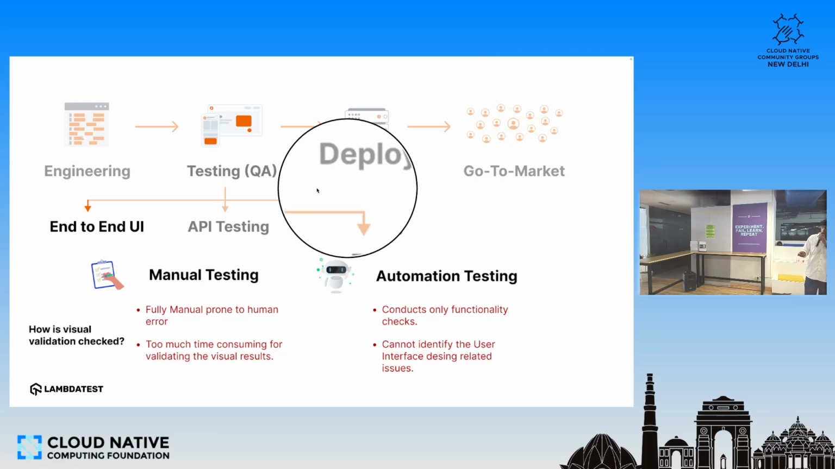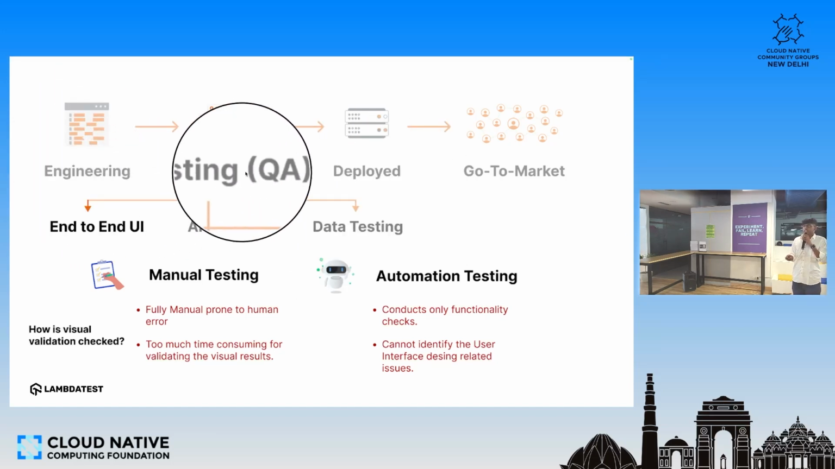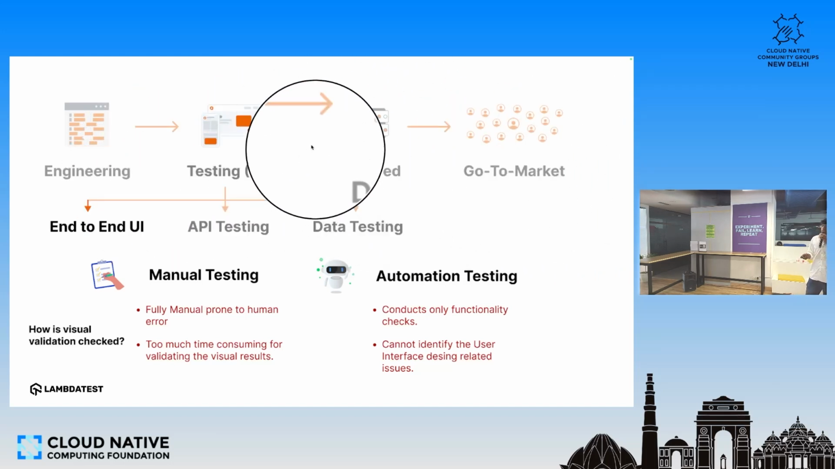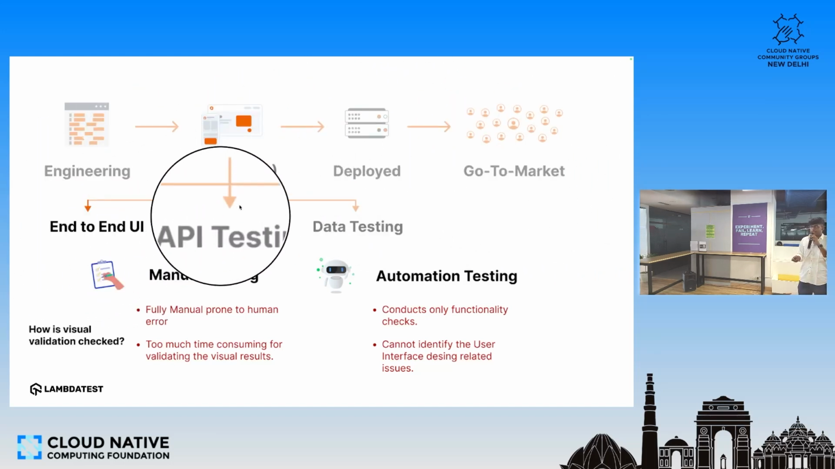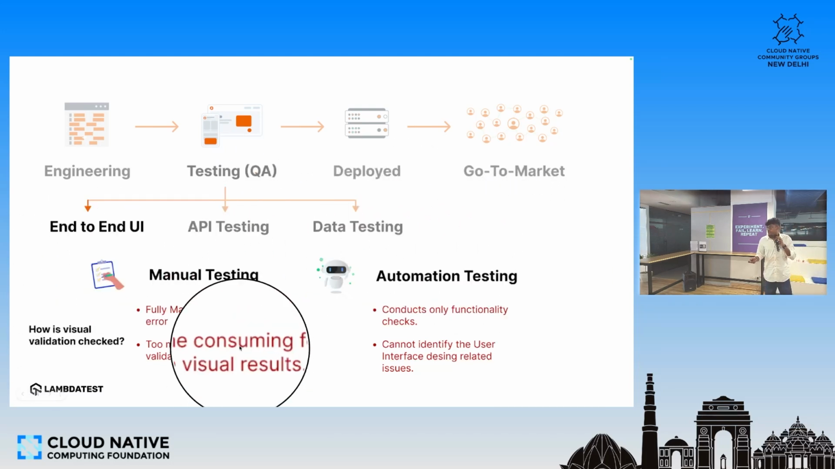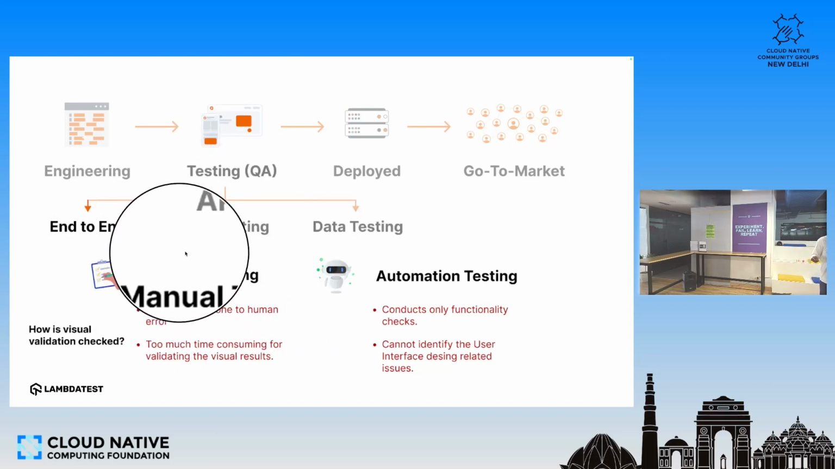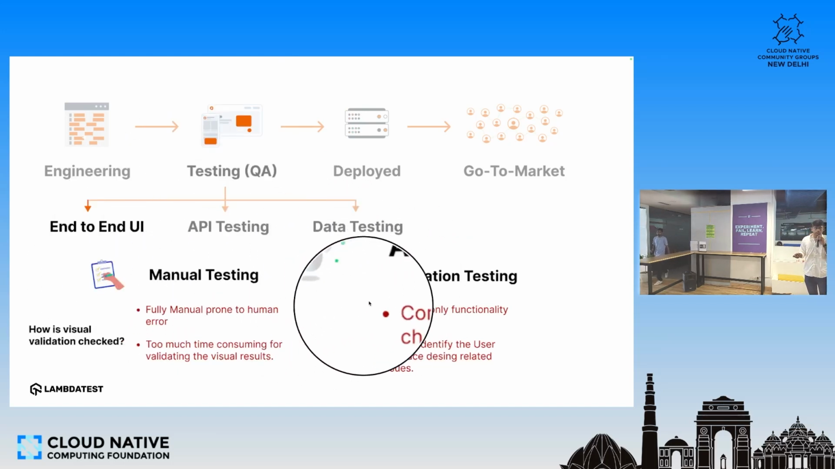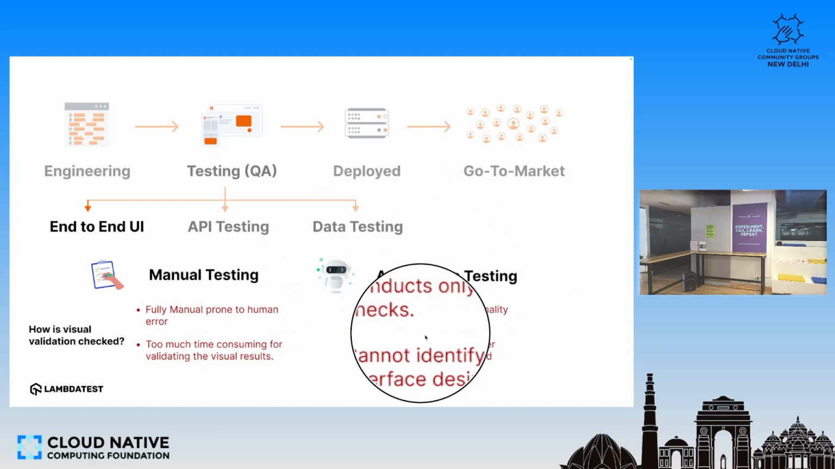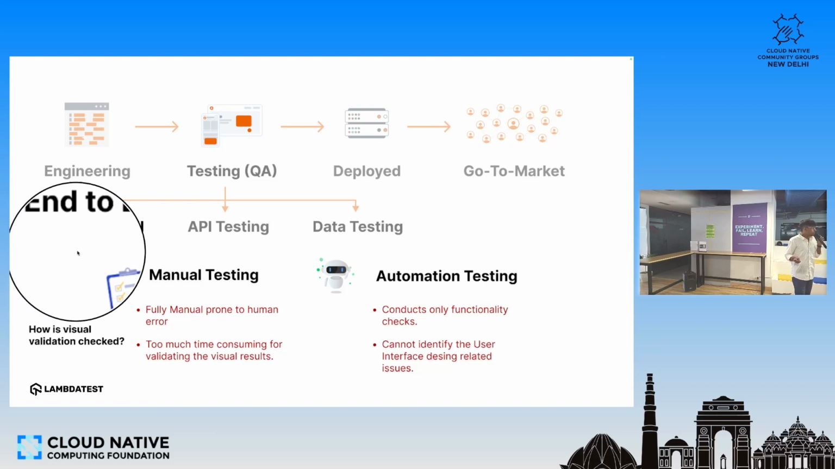So how we are actually testing in general is, we have an engineering team, we have a QA team, then we deploy it, then we go to GTM, right? Testing can be end-to-end UI testing, API testing, data testing. In end-to-end UI testing, we have manual testing and automation testing. Manual testing, the least fun job to do. Automation testing, we automate things, it takes more time than manual, and then we rewrite the automation test again and again till we are actually able to write a good automation test.